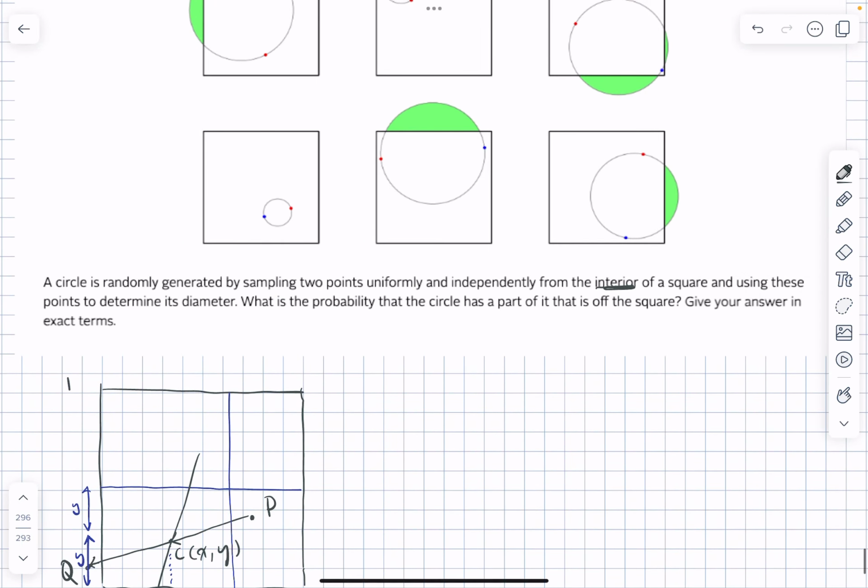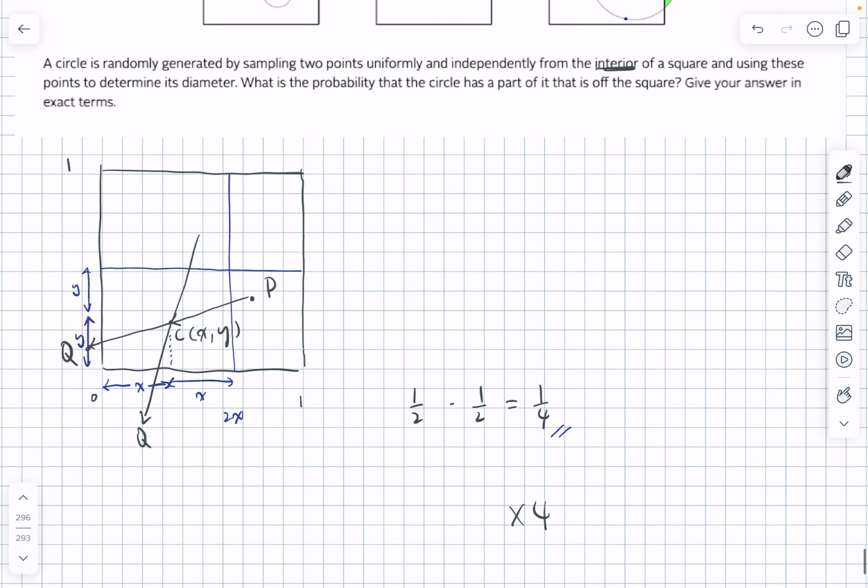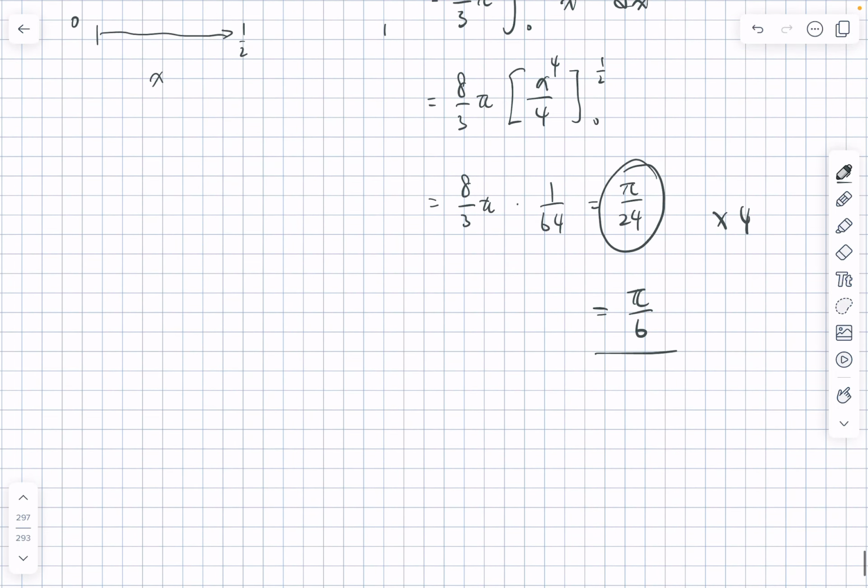Now the question doesn't ask us the probability the circle is inside the square, it actually asks us the opposite of that. So what's the probability the circle has a part of it that's off the square? To get the probability the circle is off the square, all we have to do is take the complement of this. So our answer is going to be 1 minus pi over 6. So that's the answer to this question here.